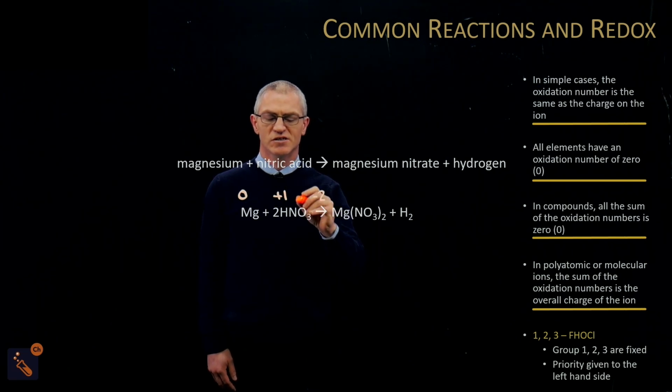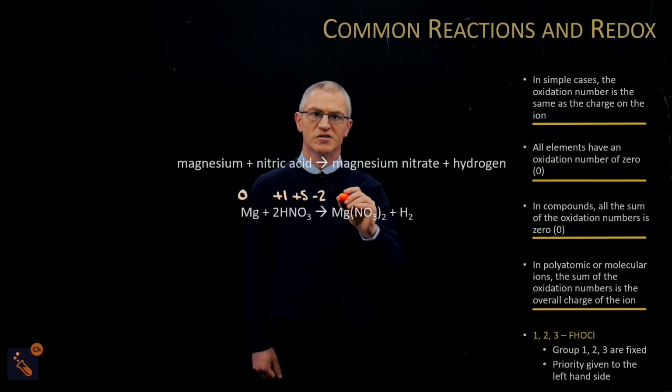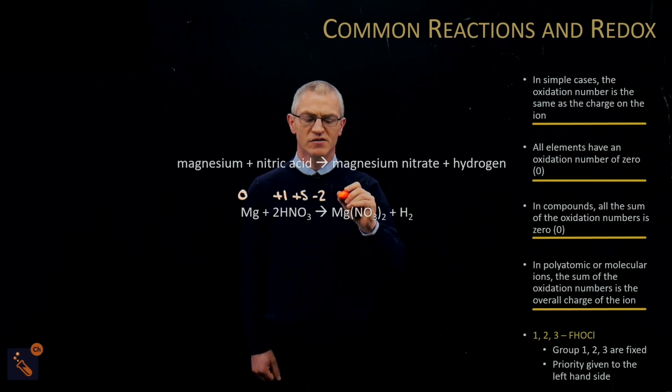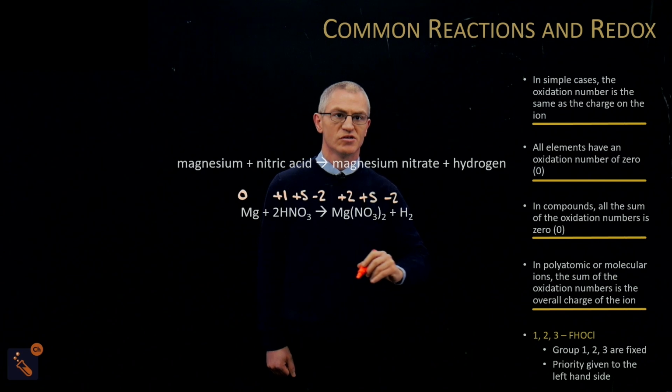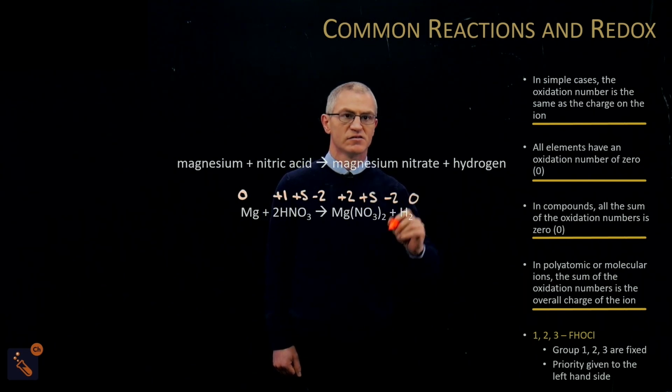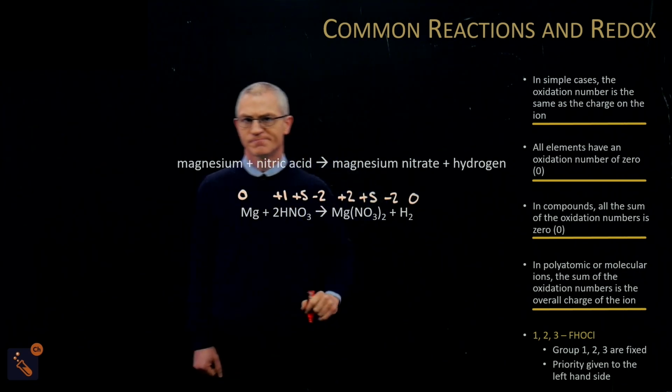And that leaves us space here to work out our nitrogen, and our nitrogen therefore is +5. Okay, we'll then apply the same rules over here. For our magnesium it's +2, again using 1, 2, 3 for Hockel, and then +5, and then -2, and then lastly 0. So we're roughly putting them over the top.